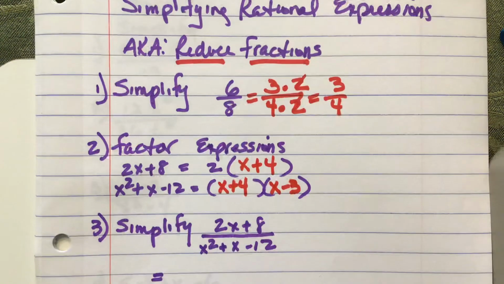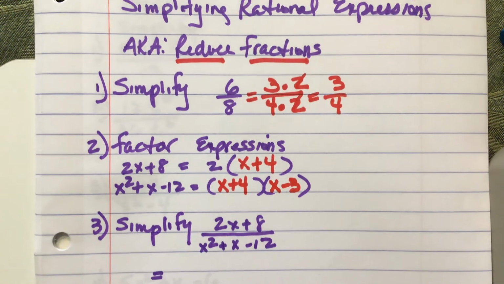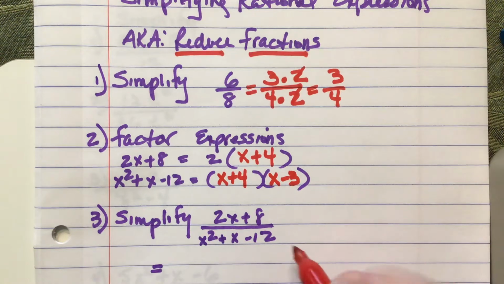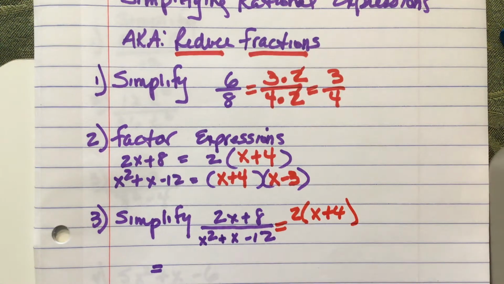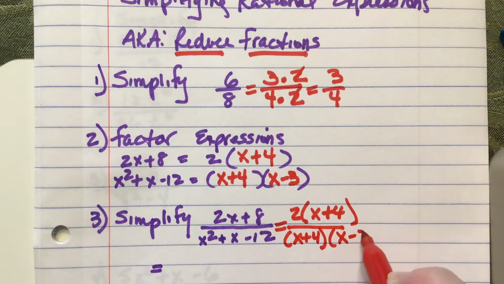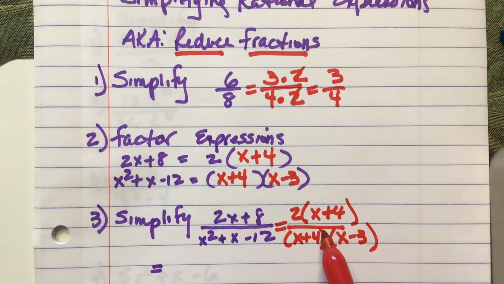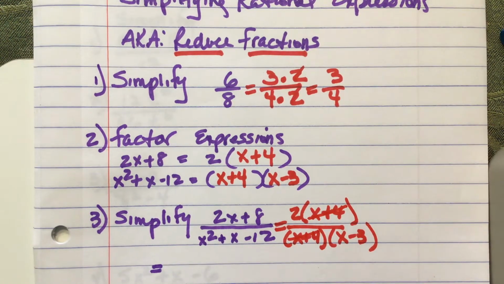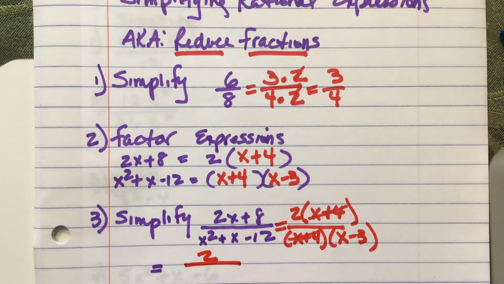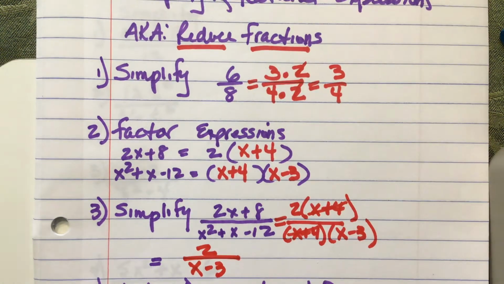And now what I'm going to do is I'm going to simplify this rational expression because now it's all put together. And the first thing I'll do is factor. So this we said was 2 times x plus 4, and the bottom was x plus 4 times x minus 3. And when I look at that, I can now see that this whole expression in the parenthesis is the exact same on the top and the bottom, so I can cross that out. And what's left is 2 over x minus 3. So that is the simplified version of the expression.